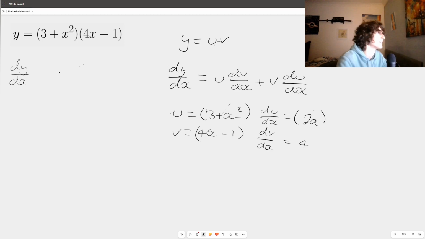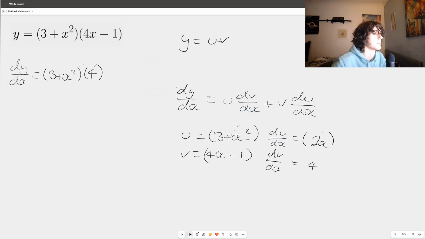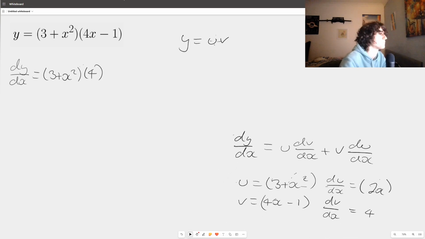So let's fill in this equation. dy dx is equal to u, which is 3 plus x squared, times dv dx, which is 4. I'm going to need to rub some of this out. Actually, I will move it. There we go, down there. And this is going to be plus our 4x minus 1, which is our v term, multiplied by the differential of our u term, which is 2x.